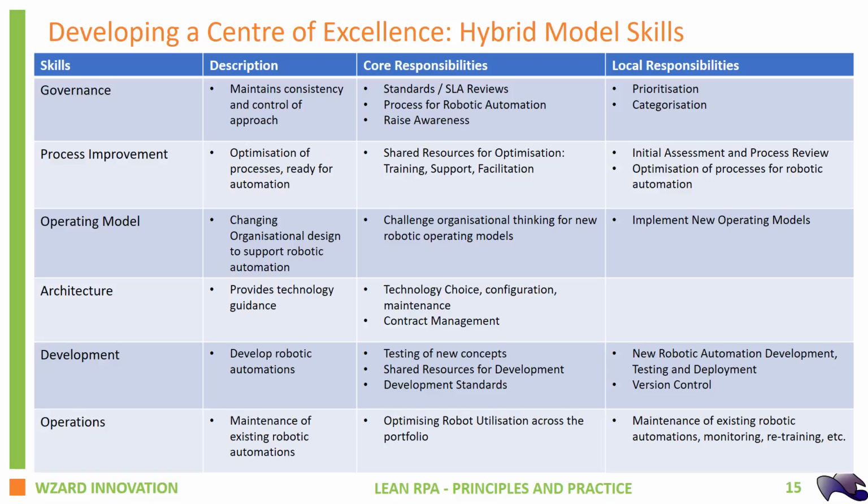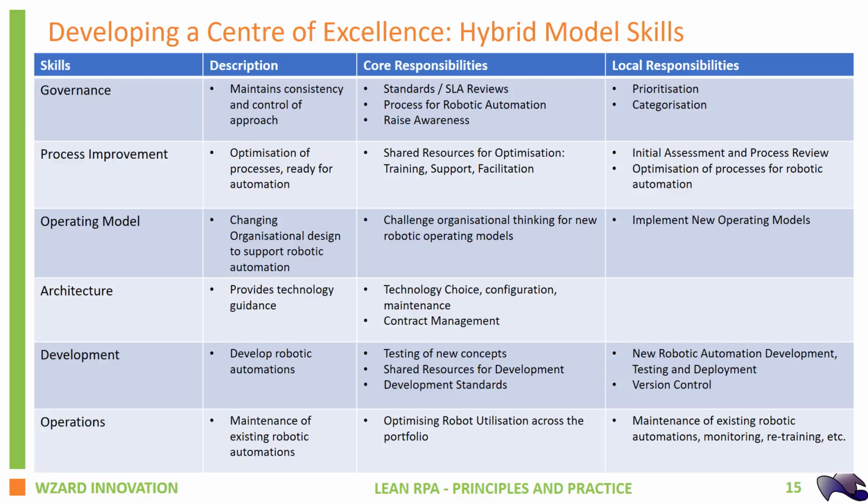Architecture then is a core responsibility that controls technology choice, configuration, maintenance, and ongoing contract management and review. The development skill is to develop robotic automations, and centrally that is to test new concepts, shared resources for development locally that can be shared out to meet critical demand when necessary, and also the definition of standards. These standards may also include things such as peer reviews.